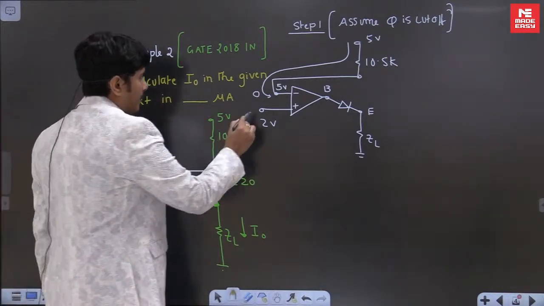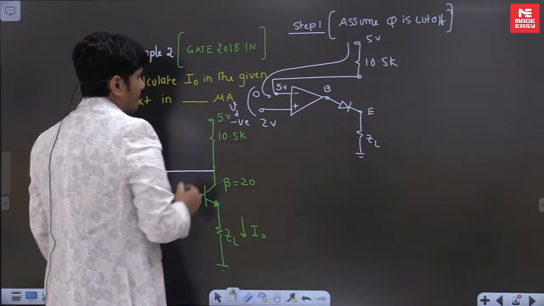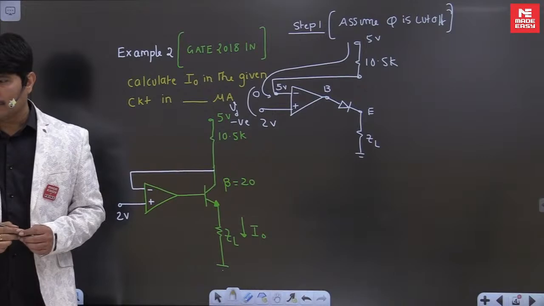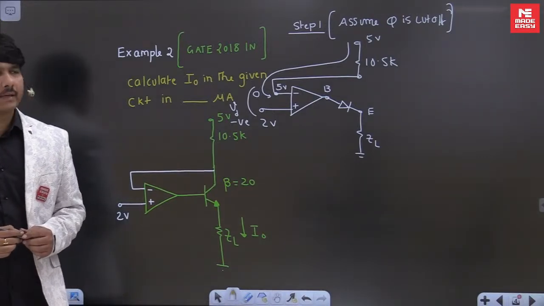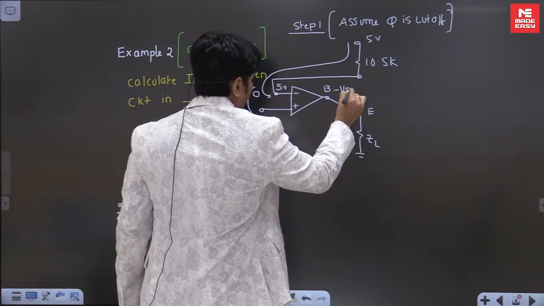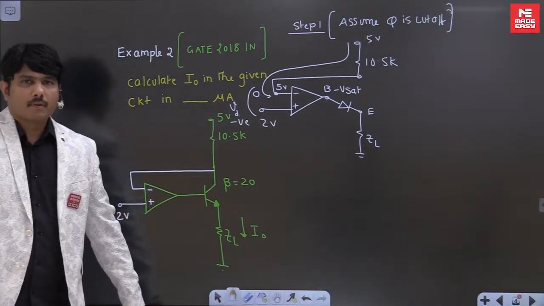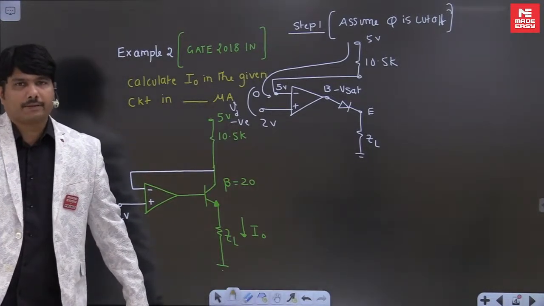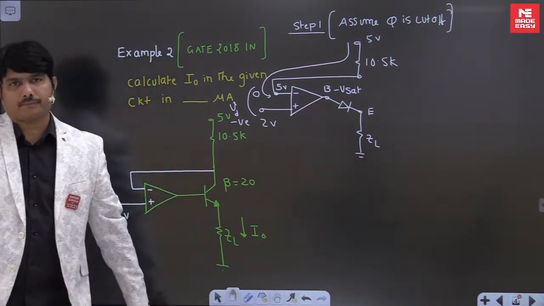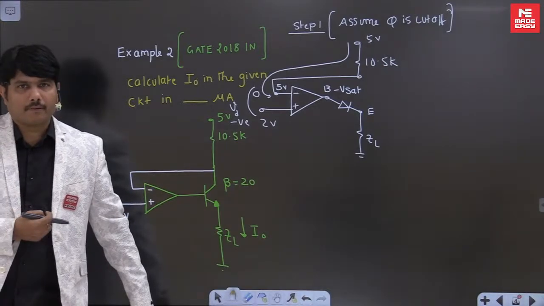So the difference VD is coming negative here, correct? When the difference comes negative, the output of the op amp will be minus V saturation. The output of the op amp is minus V sat, and this minus V sat is connected to the anode of your diode. When it is connected to the anode of the diode, the diode will be cut off.